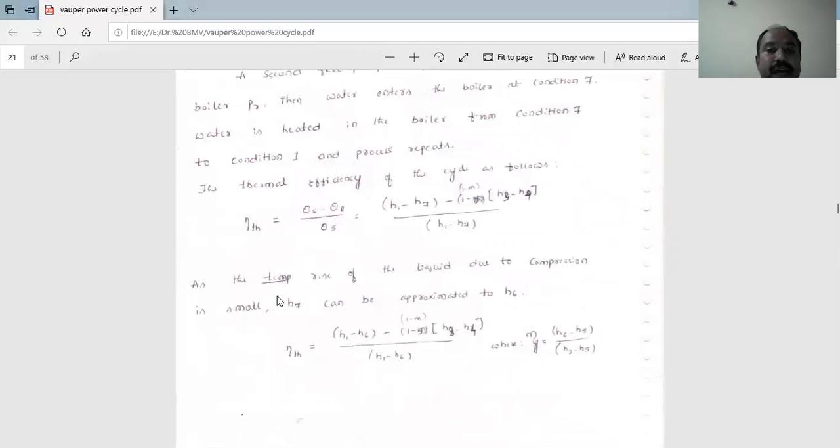Similarly, one more thing here. As the temperature rise in the liquid due to compression is small, H7 becomes H6. Instead of H7, you should write H6. So thermal efficiency is equal to H1 minus H6 minus (1 minus m)(H3 minus H4), divided by H1 minus H6. This is the expression for thermal efficiency of the open feed water heater, where m, the mass of steam trapped, is calculated by H6 minus H5 divided by H2 minus H5. Okay, this is all about the open feed water heater.